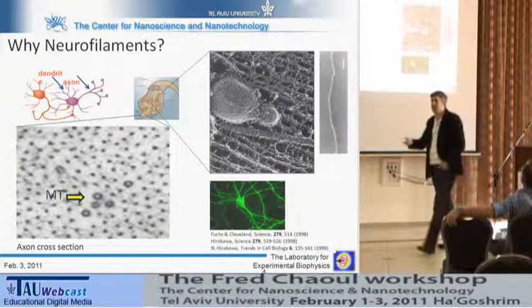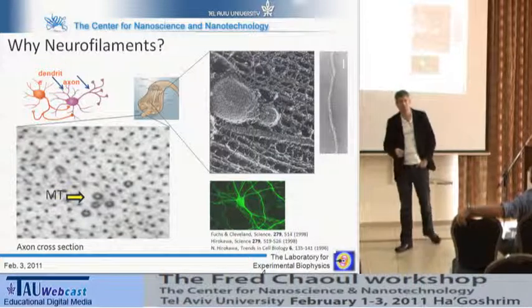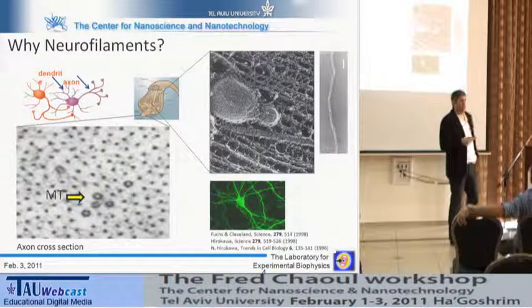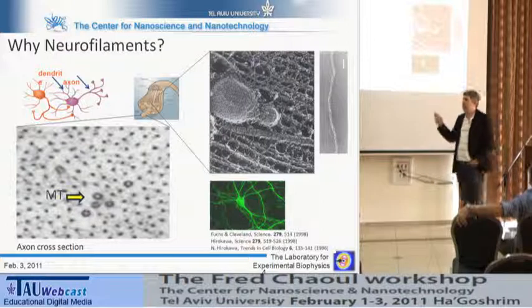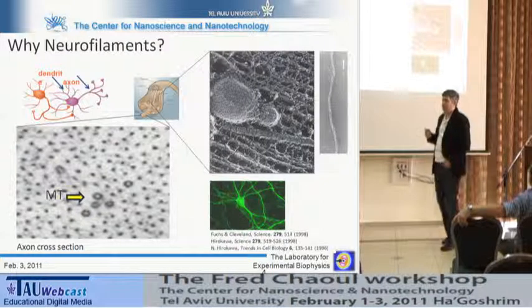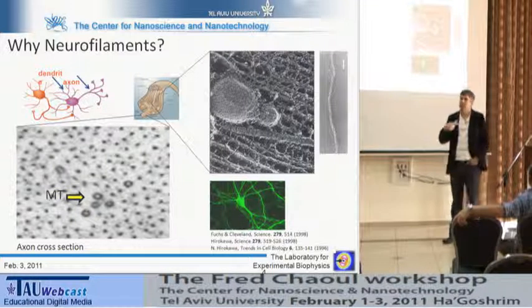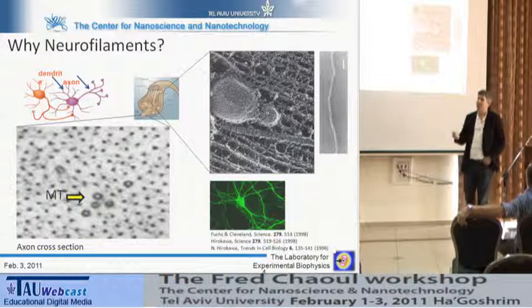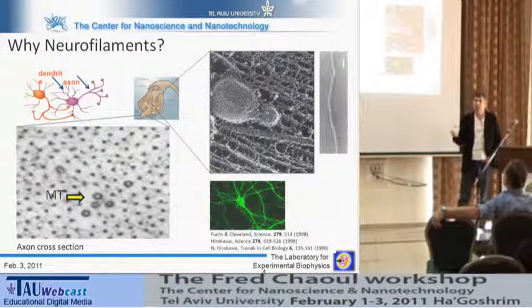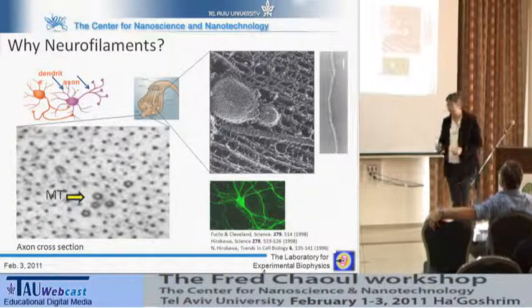So they are very important because they are so abundant in the axon. So we want to understand how the interactions between them work, or what their roles are in the elasticity or the mechanical properties of the axon, because these are the major components there.